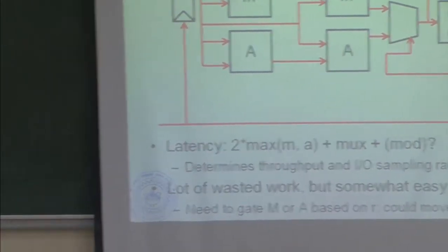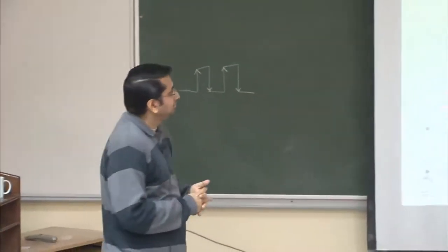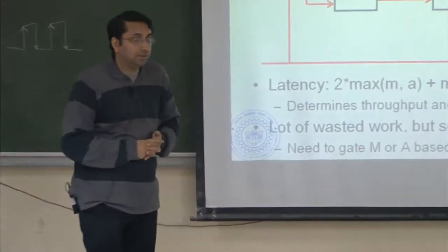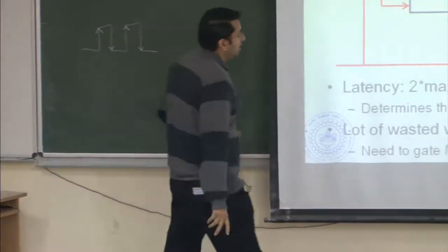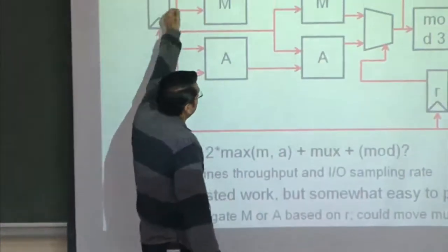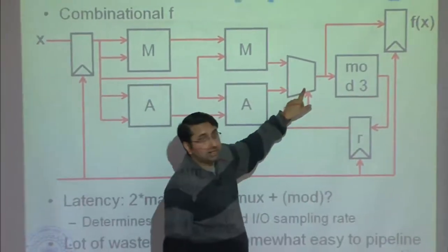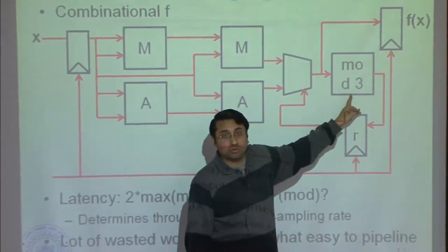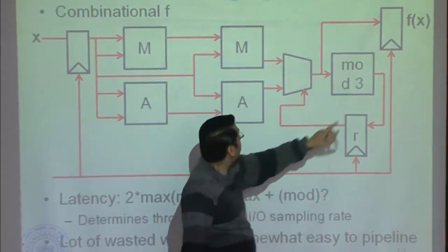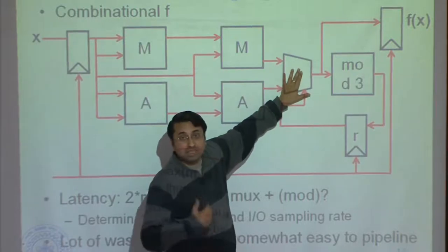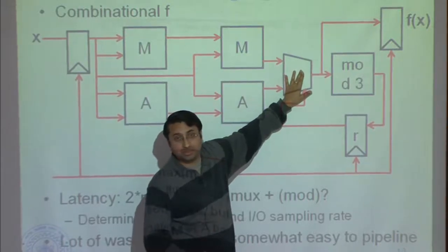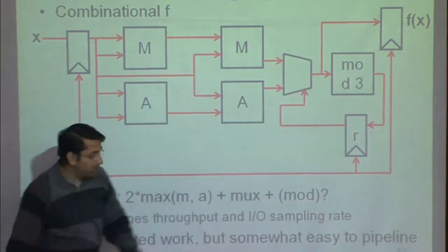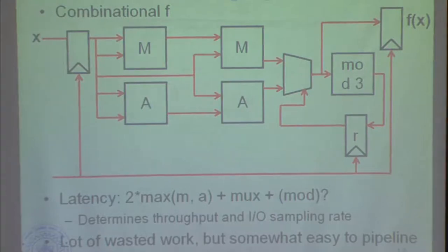It should be. Why? Because our answer depends on R. So if R is delayed, the previous answer might be calculated and... Exactly right. But remember that I am using R much later. Of course, my modulo function may be so slow that the next input comes in, finishes computation, and at the multiplexer, I haven't yet updated R. That may be possible, actually. So it is always safe to include this in my latency. So it determines the throughput and I/O sampling rate.